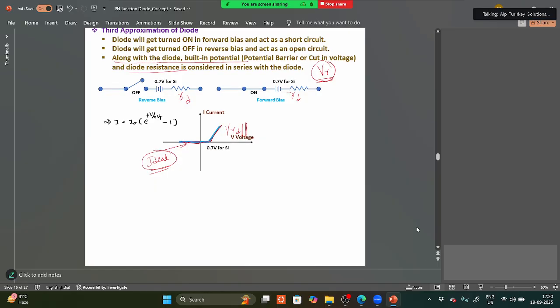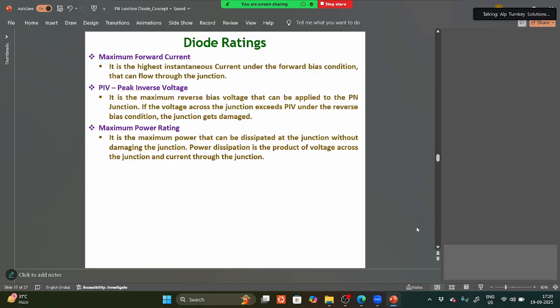Next, diode ratings. Diode rating means there is a maximum forward current. This is the highest instantaneous current that can flow through the junction under forward bias condition. That is nothing but the maximum forward current. There is also the peak inverse voltage, which is the maximum reverse bias voltage that can be applied to the PN junction. If the voltage across the junction exceeds the peak inverse voltage under reverse bias, the junction gets damaged.